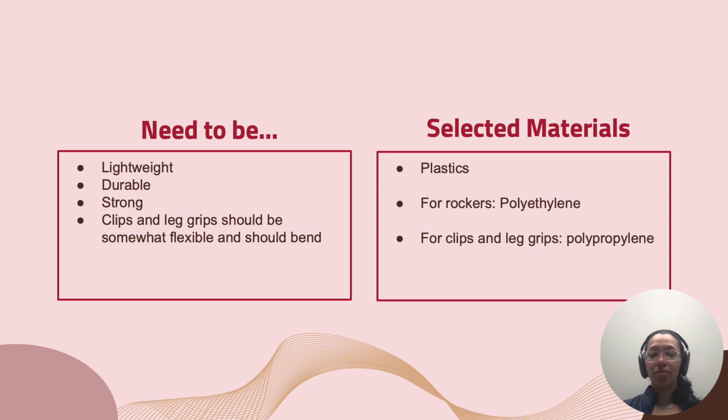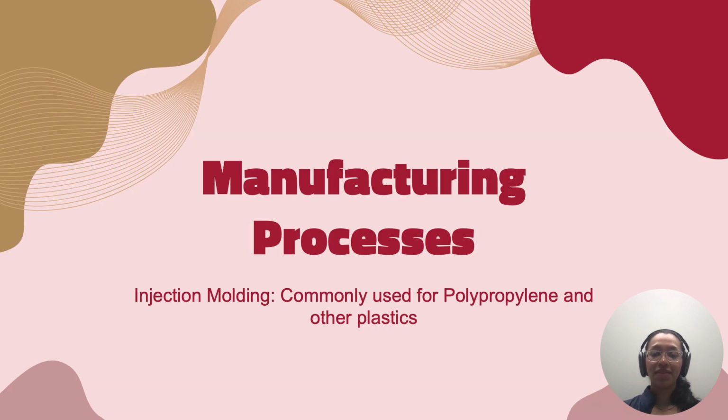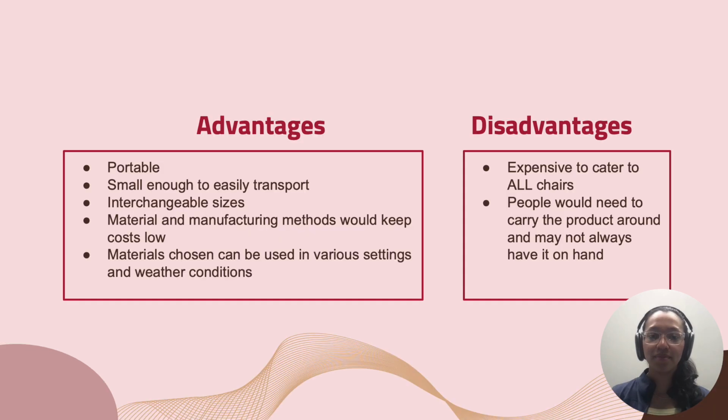Both these materials are, of course, durable, but we do want something a little more flexible for the clips and leg grips. For the manufacturing process of this product, I would use something like injection molding. Since injection molding is readily available, it is a common manufacturing process, so this makes it cost effective, and it is as well very efficient. And it is commonly used for polypropylene and other plastics, which is what we are using materials wise.